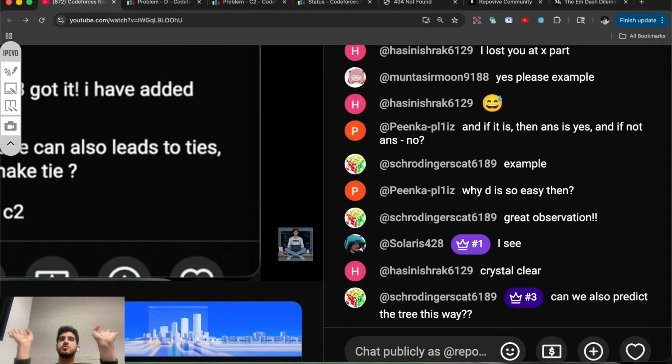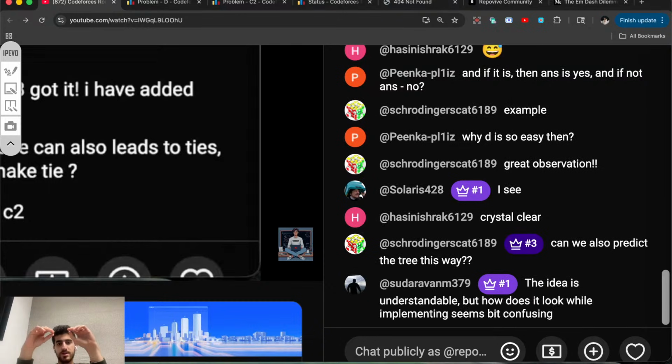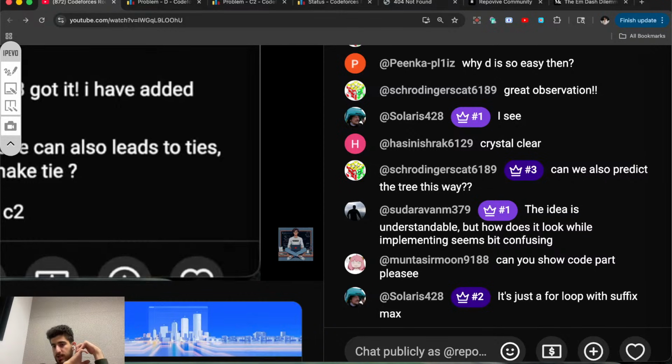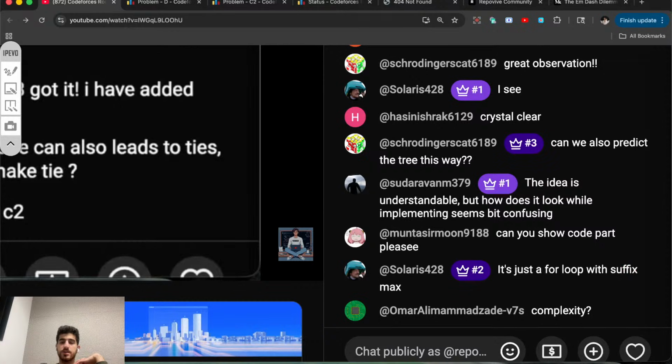Yeah, it gives us great intuition about what the tree is as well. I have not thought about that, but we will go forward together. I have already some intuitions about how to construct the tree. How the implementation looks seems a bit confusing. We will definitely talk about it, no worries. Can you show the code part? Yes, I will show the code part as well. It's just a for loop. At the end, I will reach the implementation. The implementation is not very hard. I'm just explaining; I have not talked about implementation.